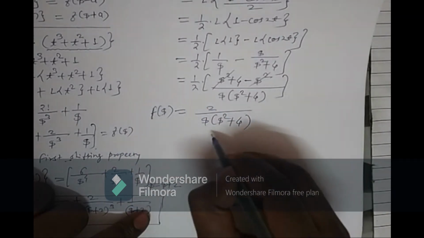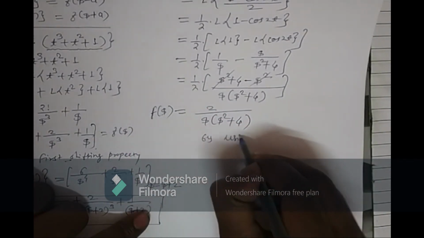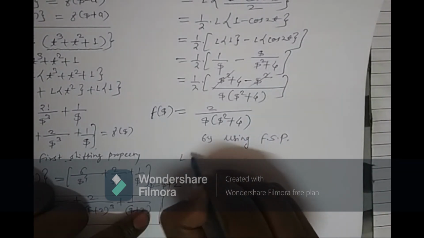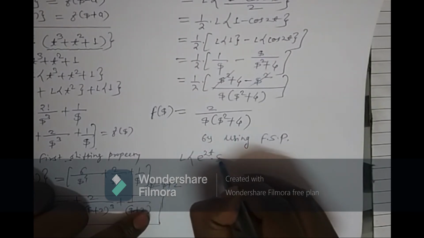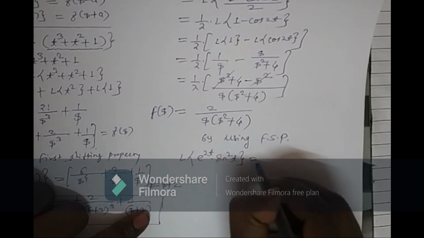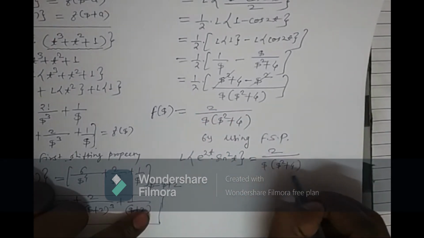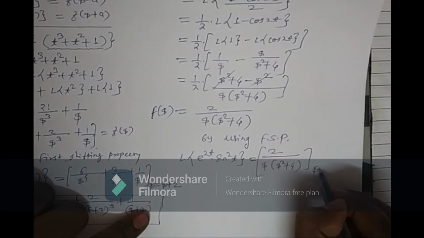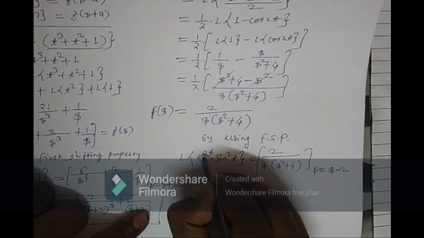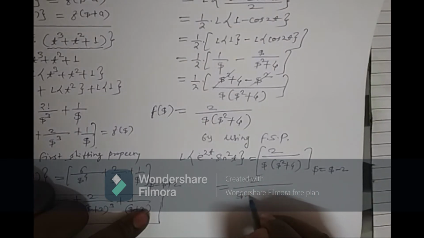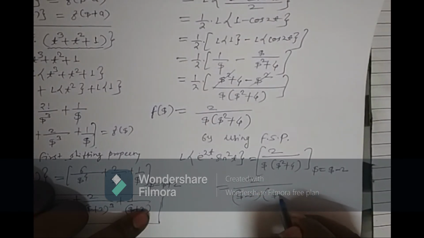Now by using first shifting property, Laplace transform of e raised to 2t into sin square t is equal to what? This is f of s, so s upon s square plus 4. So what we have to do is replace this s by s minus 2. Why this minus sign? Because here it is plus given. So finally you will get 2 upon s minus 2 in another bracket s minus 2 whole square plus 4.